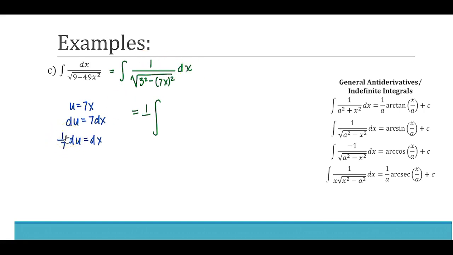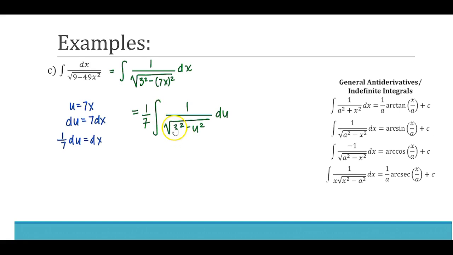So I'm going to keep the 1/7 in the front, and I'm going to keep a 1 on the top. I'm going to keep my du, and then the denominator is now the square root of 3 squared minus u squared. So I was able to make it just a single variable. It has to be just a single variable squared to apply this formula. So now I can go ahead and apply this formula, but remembering to keep u in the place of x, and my value of a is 3.